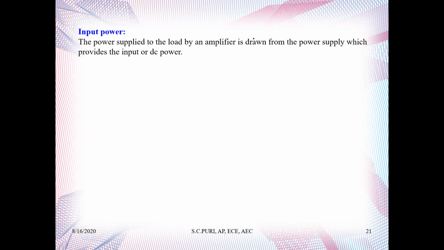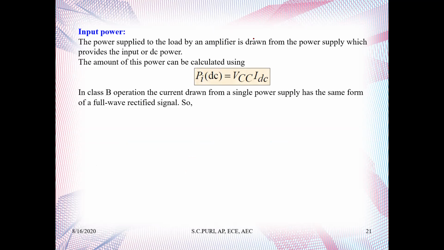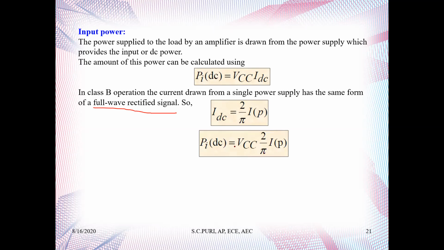Now we will talk of the input power. The power supplied to the load by an amplifier is drawn from the power supply, which provides the input or DC power. The amount of this power can be calculated using this expression for the input DC power, VCC IDC. In class B operation, the current drawn from a single power supply has the same form as the full wave rectified signal. So IDC is equal to 2 by pi IP, and if you put it in, it will be VCC 2 by pi IP.